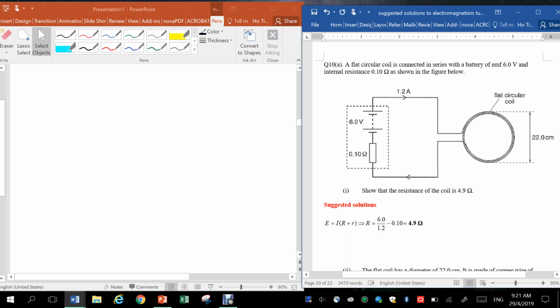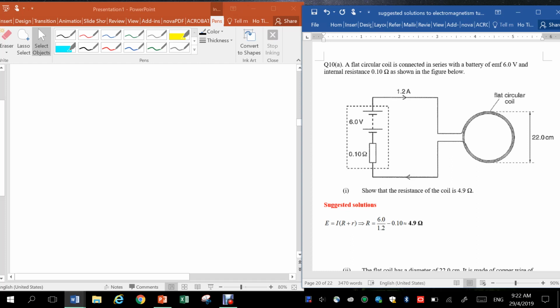Alright, welcome back. We are doing question 10 now. Right, question 10. A flat circular coil is connected in series with a battery of EMF 6.0 volts and internal resistance. Oh, that means that we have to consider both EMF and DC together. Right?